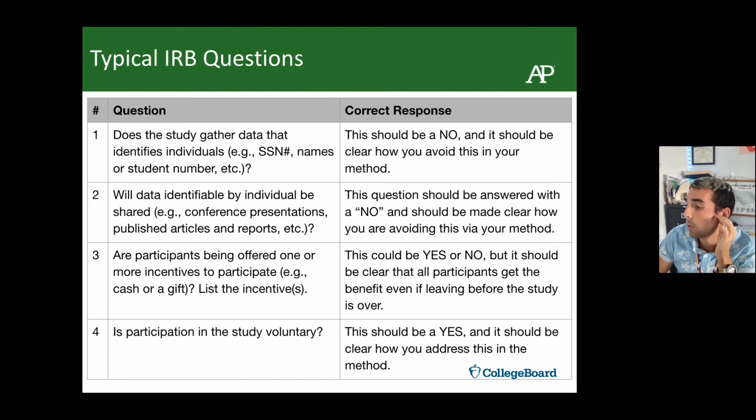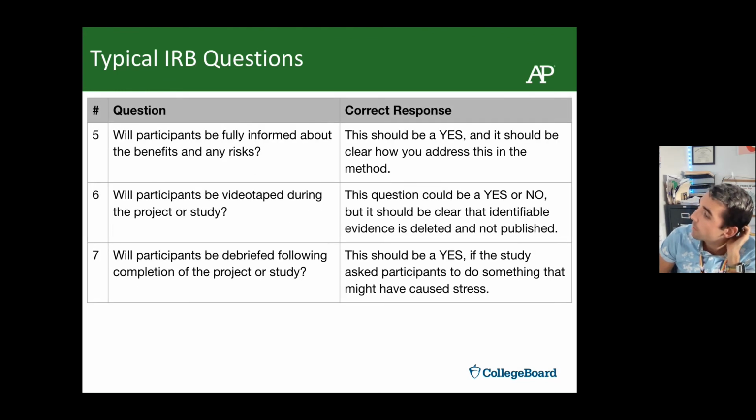Are participants being offered 1 or more incentives for participation, ergo cash or gift? List the incentives. This could be a yes or no. Again, I recommend no because there are complications that come with saying yes, but it should be clear that all participants get the benefit even if leaving before the study is over. And number 4, is participation in the study voluntary? And it should always be yes, and should be clear how you address this in the methods.